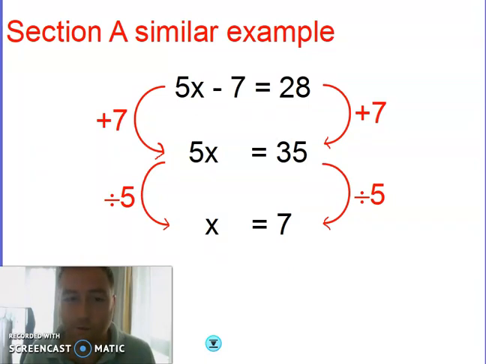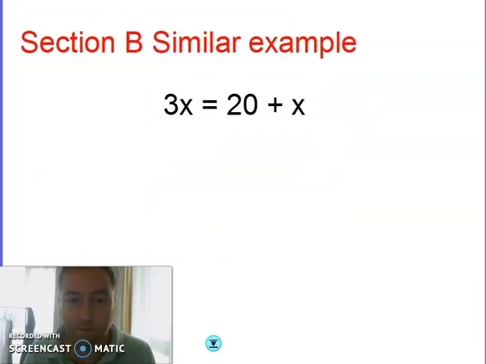Okay, next one, on to section B. So here we have unknowns on both sides. This is a little bit trickier, but some of the techniques are still the same. We still want to try and get all the x's on one side, and the numbers on the other. Well, this is the side that has numbers and letters. This side just letters. So I'm going to try and get all the letters onto one side.